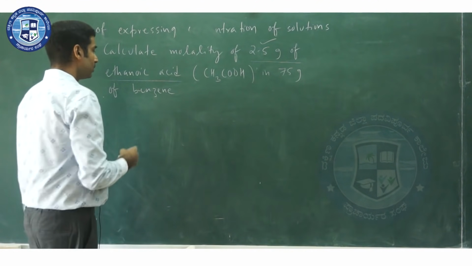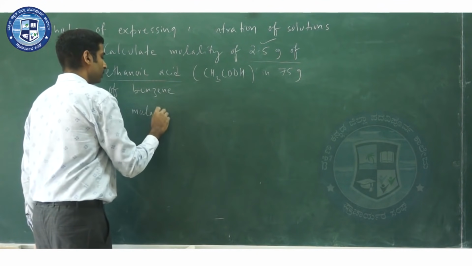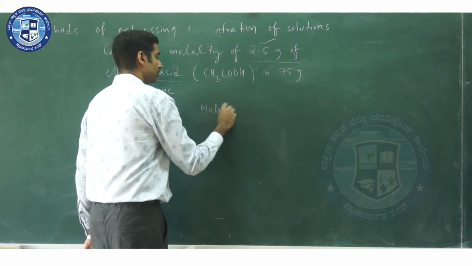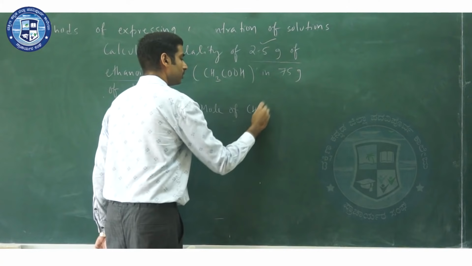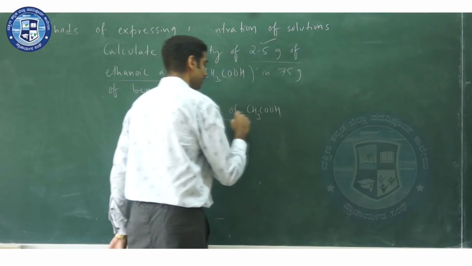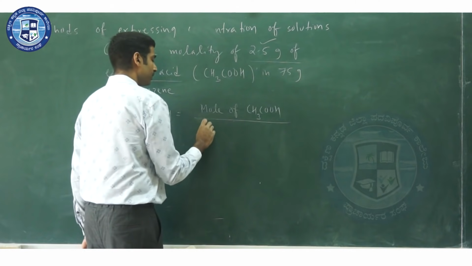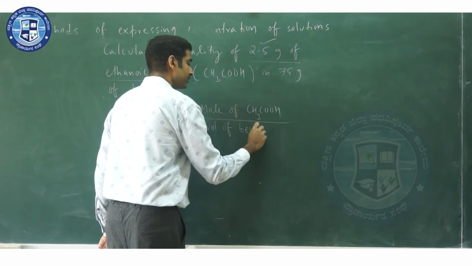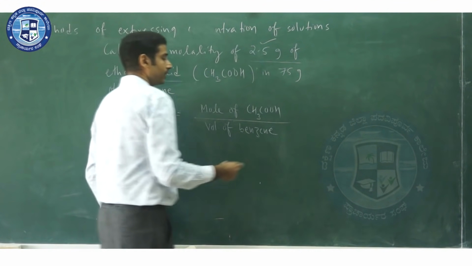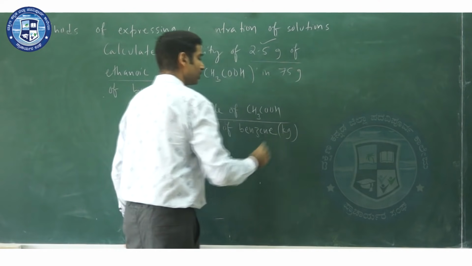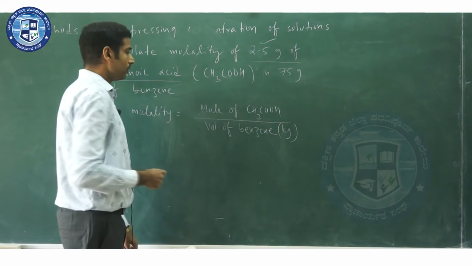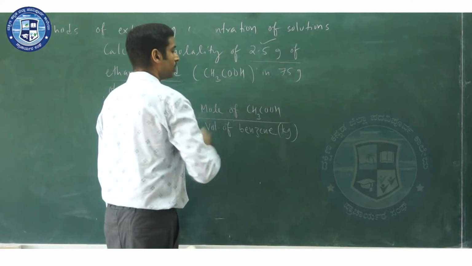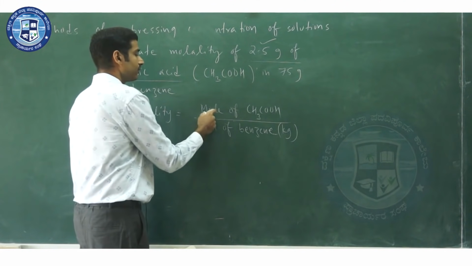Hence, if you want to find out the molality of this particular solution, then you have to take the number of moles of ethanoic acid, number of moles of the solute, divided by the mass of the solvent, which is benzene, but in terms of kilograms. Now, what will be the number of moles of ethanoic acid? Mole is given by mass by molar mass.